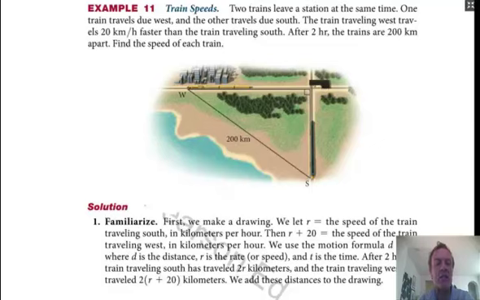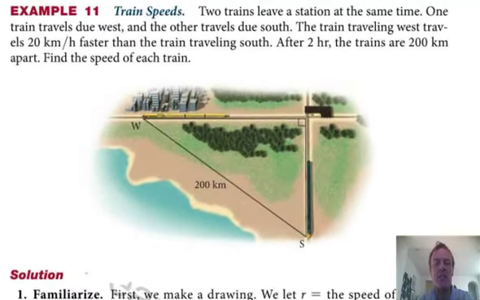Let's do a little quadratic application. Two trains leave a station at the same time. One is heading west, one south. The train travelling west travels 20 miles per hour faster. After 2 hours, the trains are 200 kilometers apart. Have a quick read of that. Find the speed of each train.